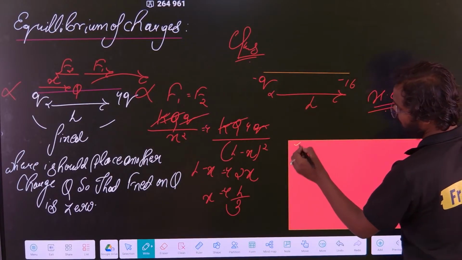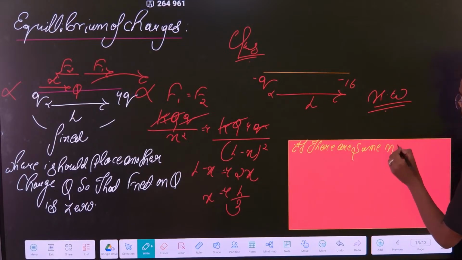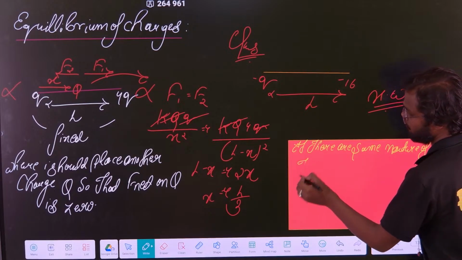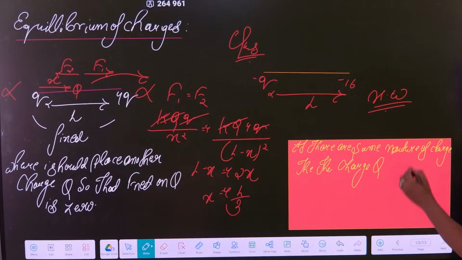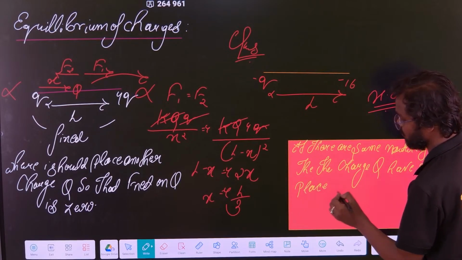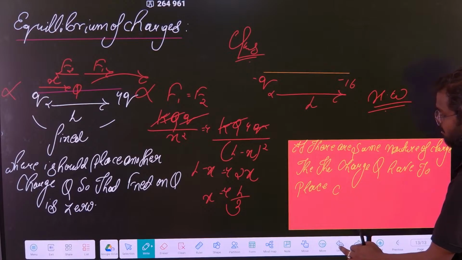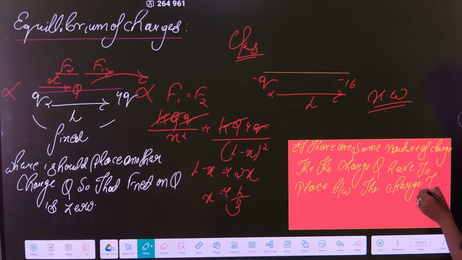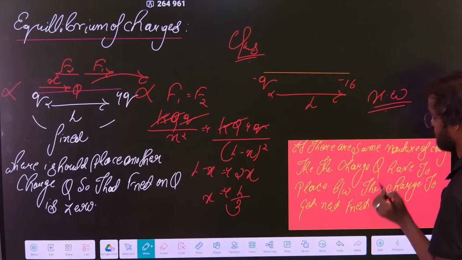The conclusion is that if there are same nature of charge, then the charge Q, we have to place close to the... we have to place between the charge to get F net is equal to 0. Clear?